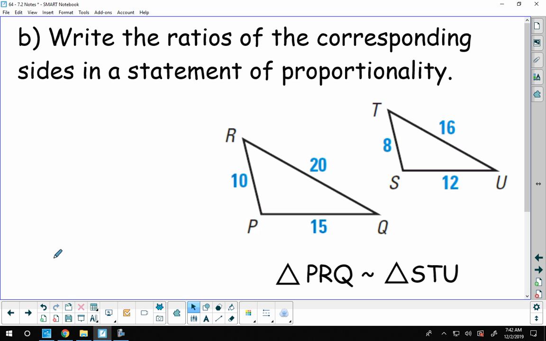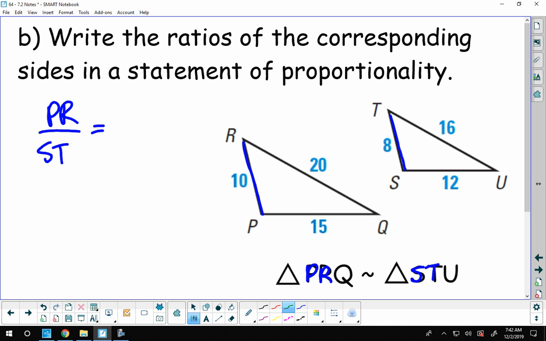So write the ratios of the corresponding sides in a statement of proportionality. So again, you can use your similarity statement. So side PR corresponds to side ST. So we know PR in the big triangle corresponds to side ST in the small triangle. All right, let's match up two more sides. So we started with the big triangle and then put it over the small triangle. So side RQ in the big triangle corresponds to side TU in the small triangle.